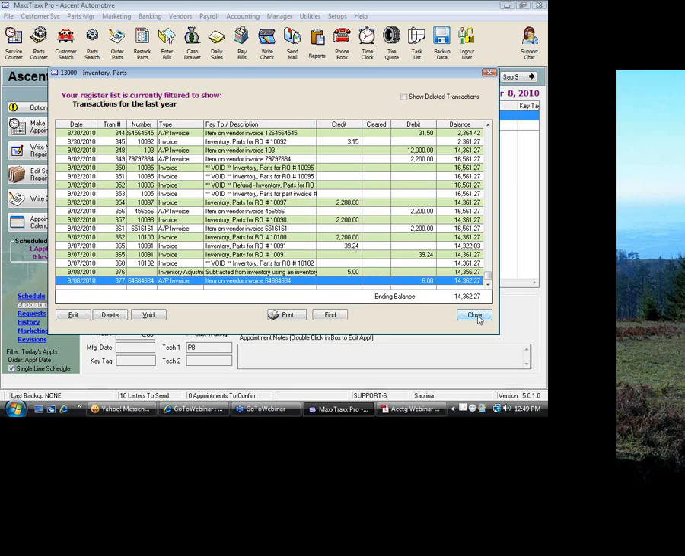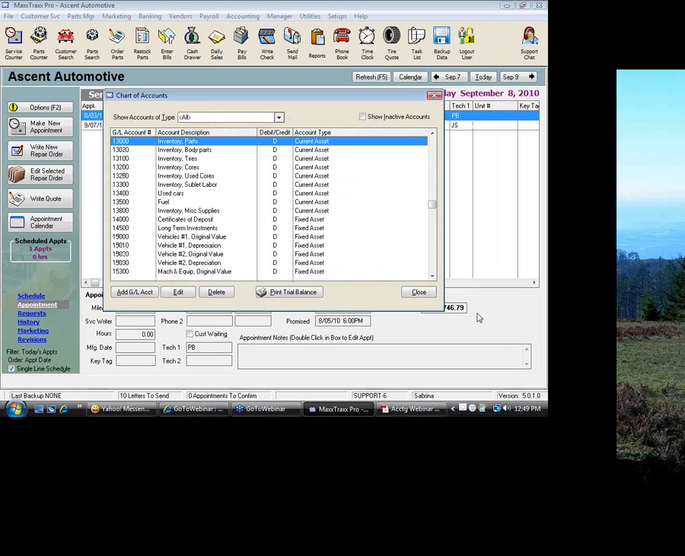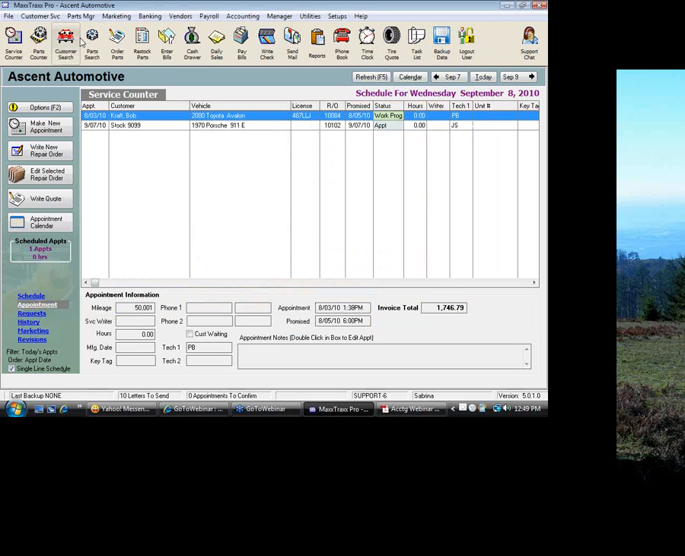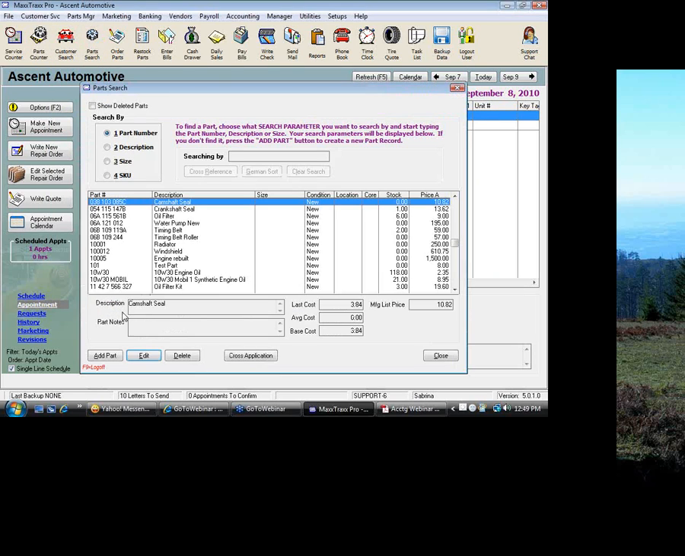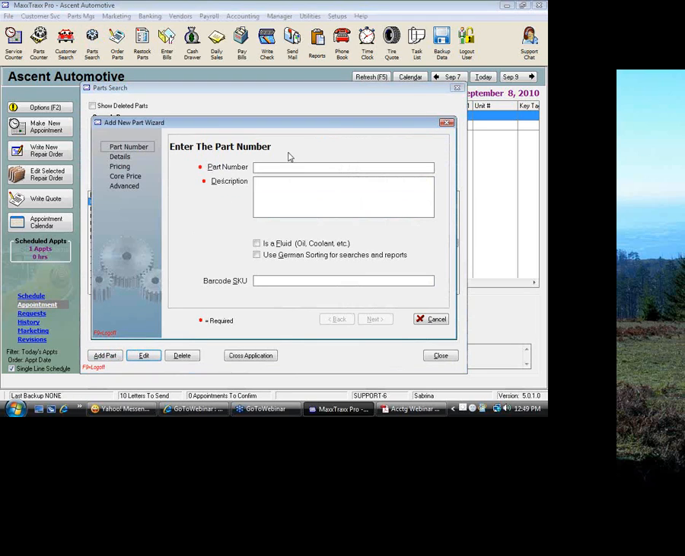Now the starting number, typically the way that I put in my beginning balance for inventory parts is I actually, through the parts department, I enter in the Add a Part wizard, and I enter in every single part, put in my description, my cost, the amount that I actually have on hand.